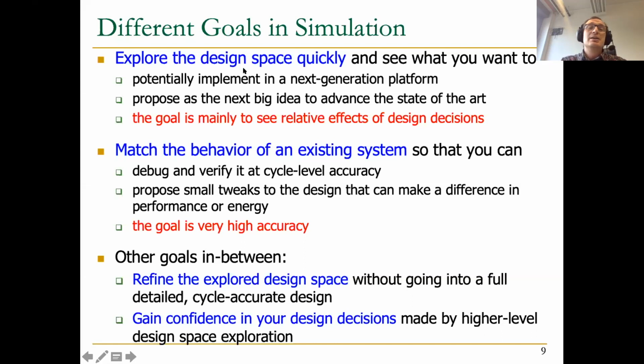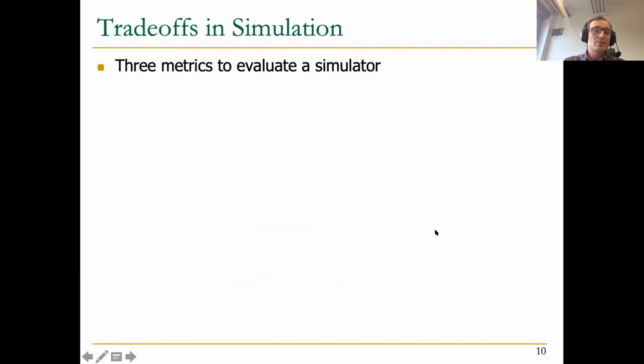So clearly, many other goals are in between, and you need to know what you're doing and what your goal is to actually design the right simulator at the right level of abstraction to get you to the correct decisions in the end. Okay, so hopefully that's clear. Now that said, all simulators have trade-offs in the end.